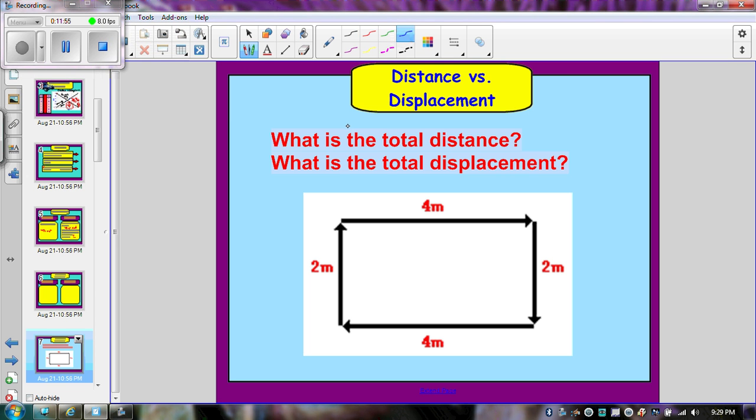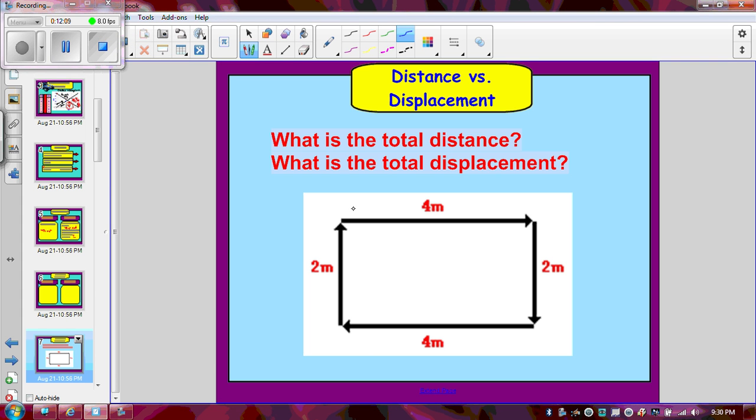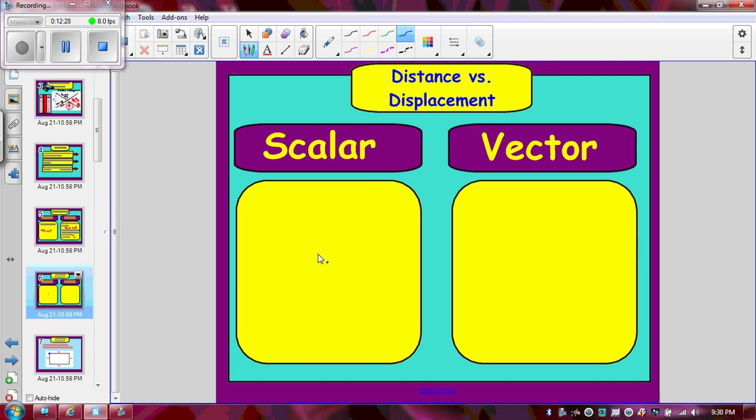Notice the pattern. It looks like an object is going up 2 meters, to the right 4 meters, down 2 meters, and to the left 4 meters. Let's first talk about what's the total distance. Well, you might be wondering, where does the object start? In this example, it really doesn't matter since the object is going in a circular or rectangular motion. But for argument's sake, we'll say the object started right here to the upper left. Remember, total distance is defined as the amount of ground that is covered.